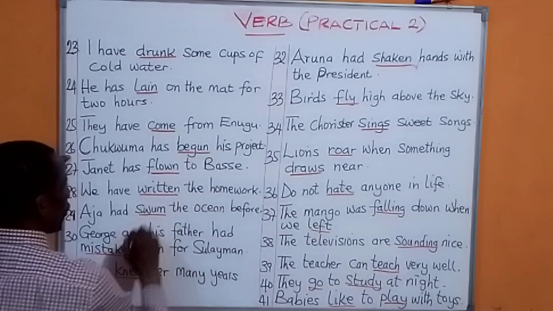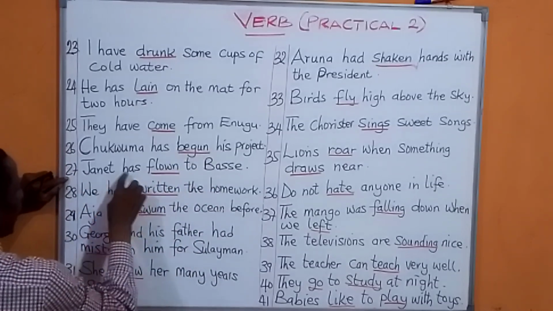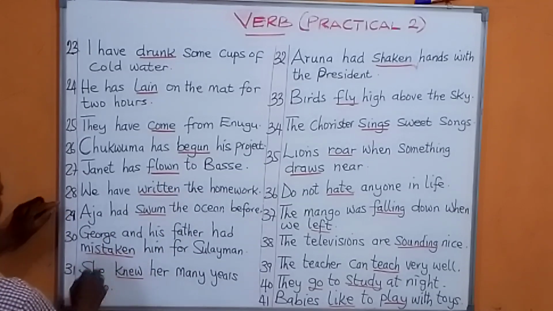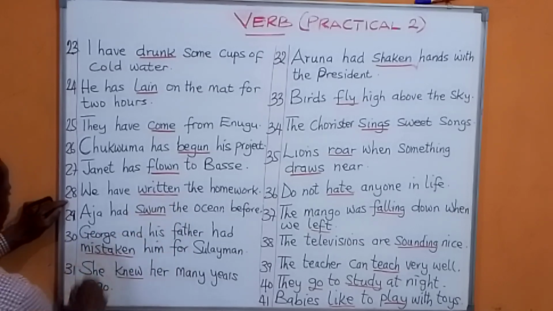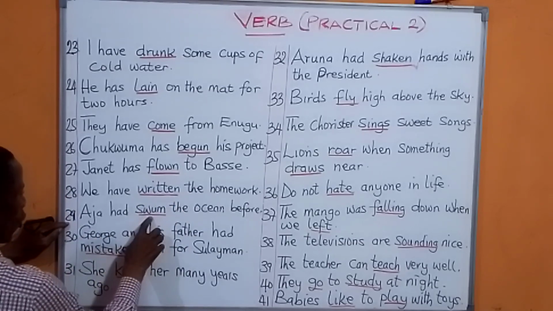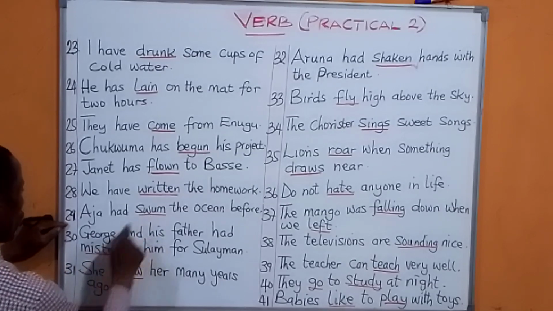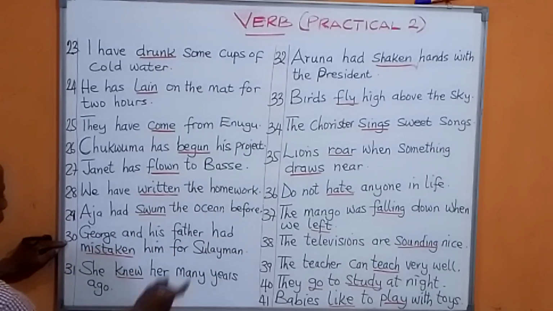Chukuma has begun his project. What's the action word there? The verb there? Begun. Janet has flown to Basi. What's the action word there? Flown. That's the verb. We have written the homework. What's the verb there? Written. Aja has swum the ocean before. What's the verb there? Swum. George and his father had mistaken him for Suleiman. What's the action word there? Mistaken.